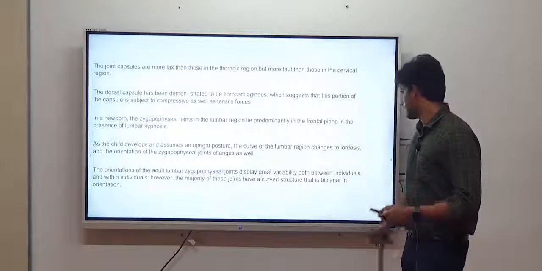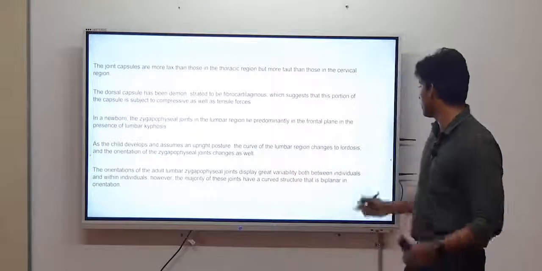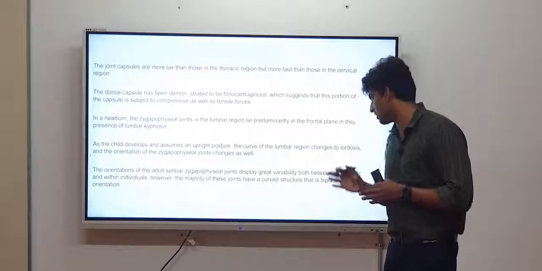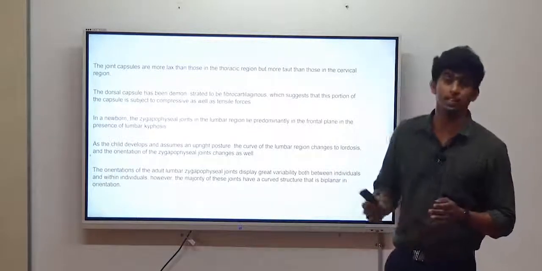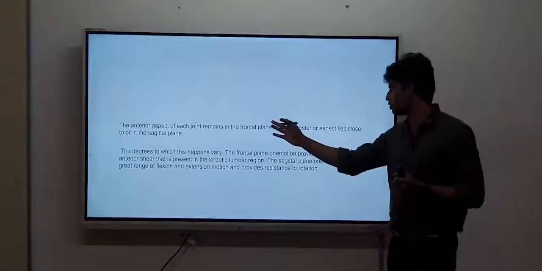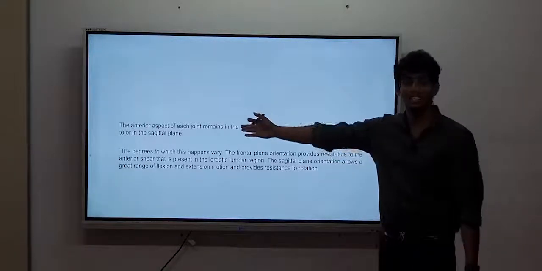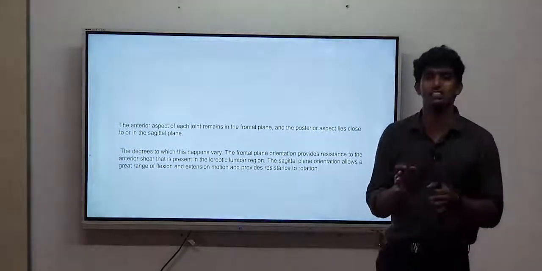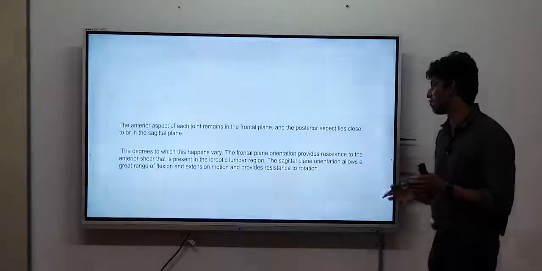The orientation of the adult lumbar zygapophyseal joints displays great variability both between individuals and within the individual. However, the majority of these joints have a curved structure that is biplanar in orientation. The anterior aspect of each joint remains in the frontal plane and the posterior aspect lies close to the sagittal plane. This has a role in flexion and extension, which will be coming in the next few slides. The degree to which it happens varies.